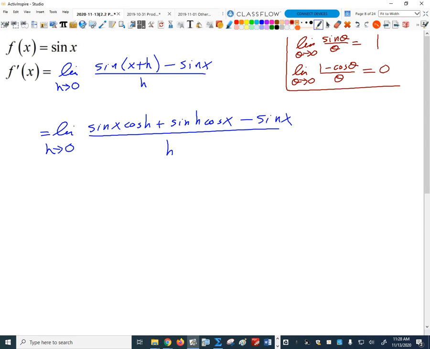We want to have those pop out of this. How could we do that? If we look up here, we see that there's a sine h and there's an h. So this term right here is one limit we could get out of this. We could write this as the limit of, let's put this term first, sine h over h times cosine x.